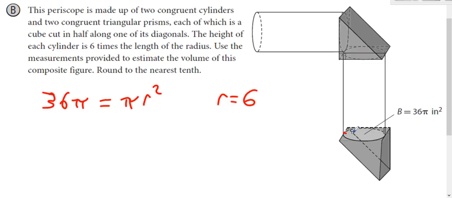Which means for this triangular prism, that whole distance across is 12, as well as this, because I said it was part of a cube. So this is 12, that's 12. And if it's part of a cube, that means that the height was also 12.